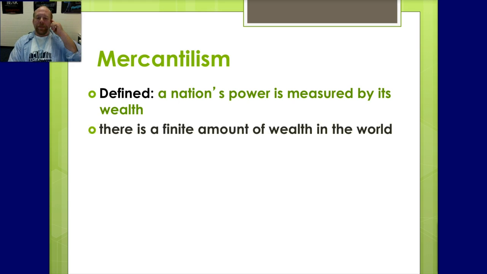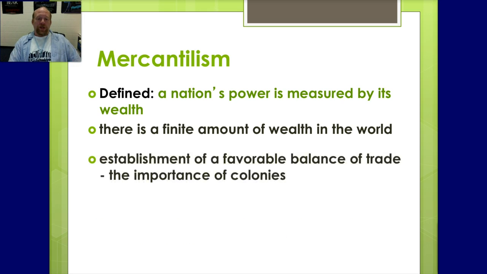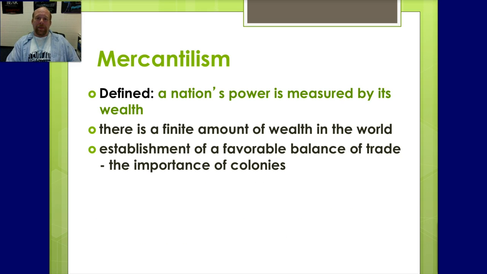Okay, there's a finite amount of wealth in the world. You can't go in and make more money. If you make more money, then the value of the dollar drops. So there is a finite amount of money as far as the world is concerned. So you need to establish kind of a balance of trade, favorable balance of trade. That's why the colonies are important. England really wants to go over and start a colony in the New World to start trading back and forth.